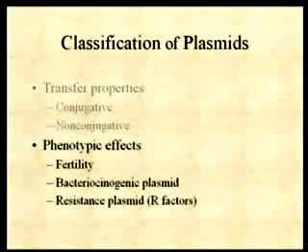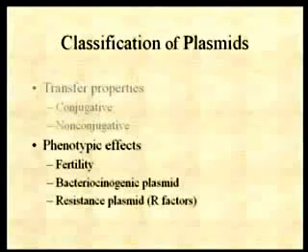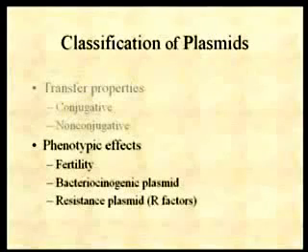Plasmids can also be classified by phenotypic effects. The F factor was classified based on its fertility. There are some plasmids that are referred to as bacteriocinogenic plasmids. These are plasmids that make colicins, and colicins are proteins that kill other bacteria. Bacteria use these basically as a way of competing with each other. So if you're a bacterium competing for foodstuffs with some other bacterium, make a colicin that kills the other bacteria. And these are plasmid mediated.